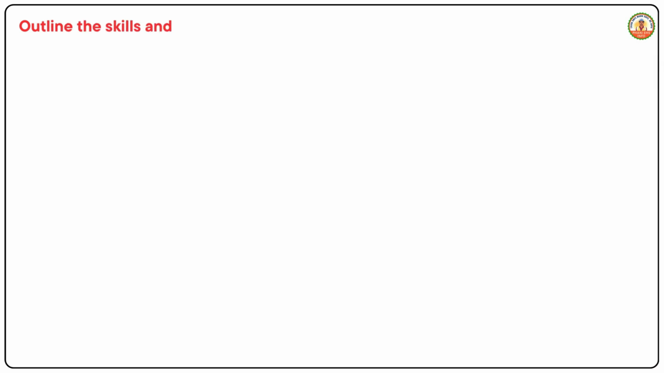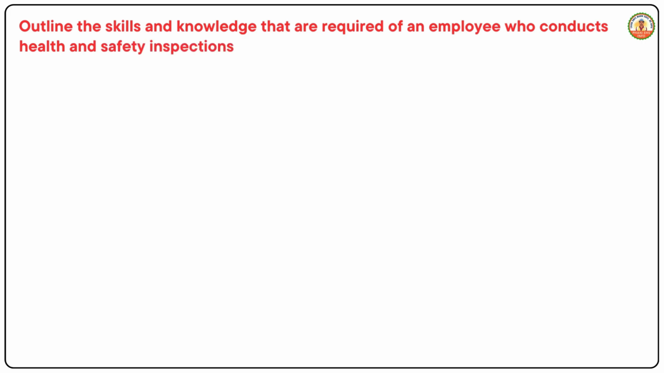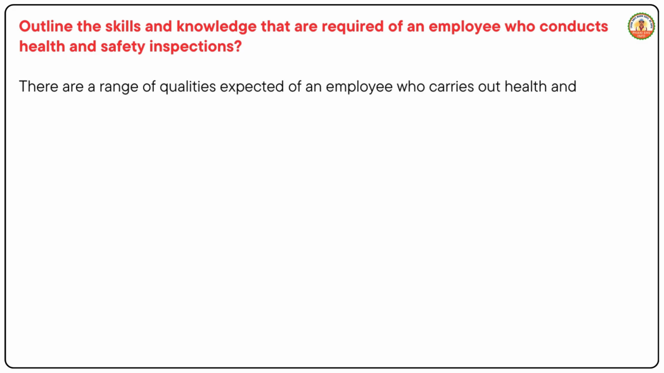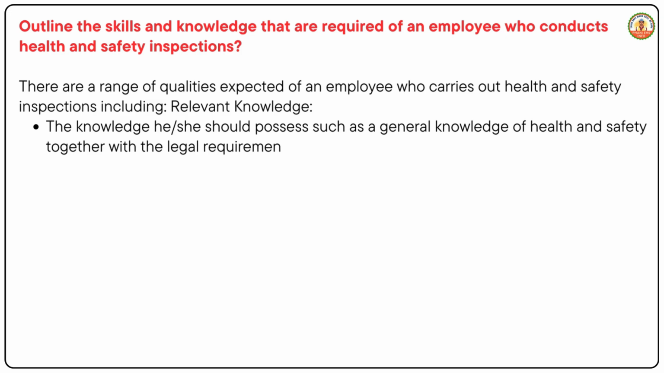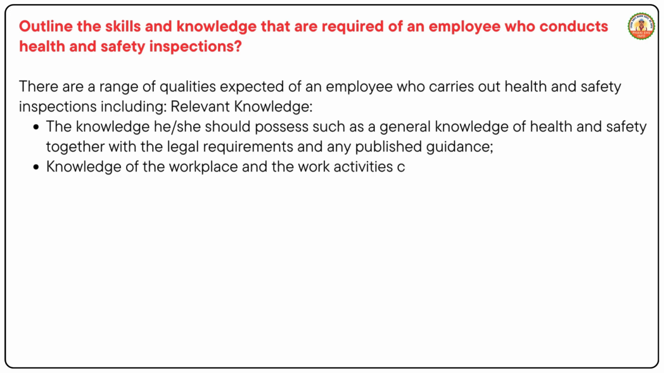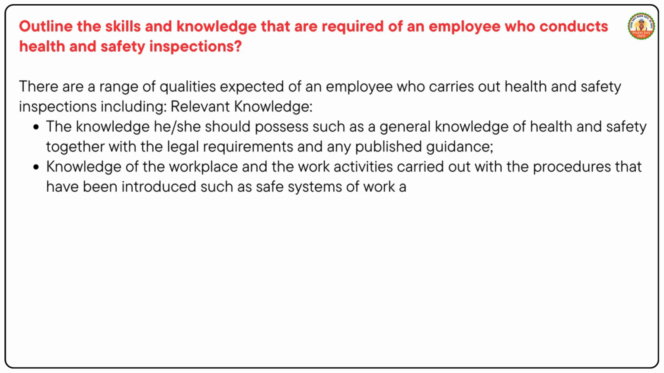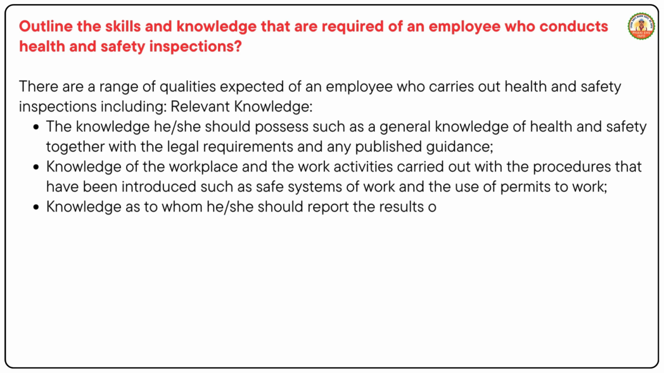Outline the skills and knowledge that are required of an employee who conducts health and safety inspections. There are a range of qualities expected of an employee who carries out health and safety inspections, including relevant knowledge. The knowledge he/she should possess, such as a general knowledge of health and safety together with the legal requirements and any published guidance. Knowledge of the workplace and the work activities carried out with the procedures that have been introduced, such as safe systems of work and the use of permits to work. Knowledge as to whom he/she should report the results of the inspections.